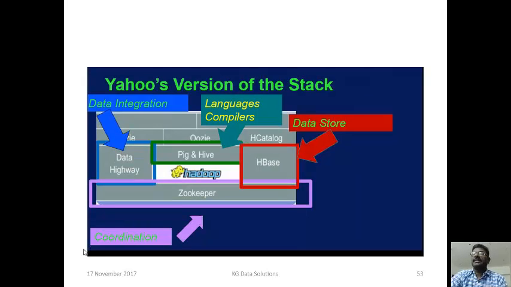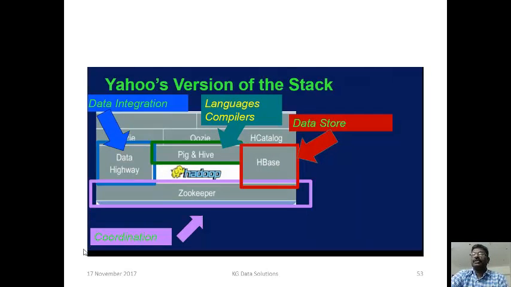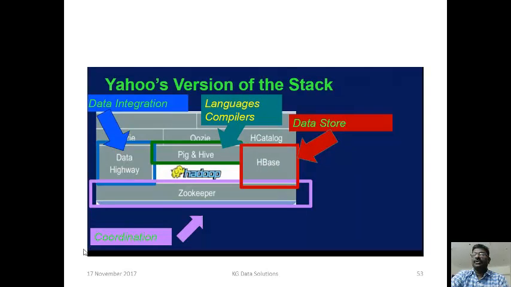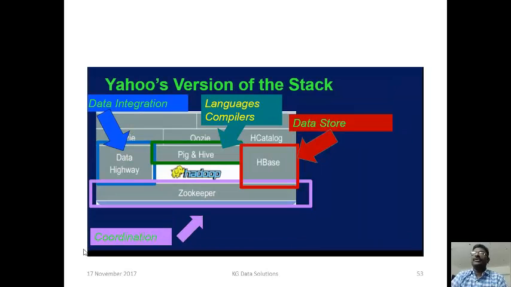Same as in Yahoo, right? This is the Facebook version, and this is the Yahoo version. The names would be different. Like you have Data Highway there, here you will have Scribe, right? Both the functionality would be the same, but the name would be different, so don't worry about the name. See here in Facebook we had Hive. In Yahoo we had Pig.